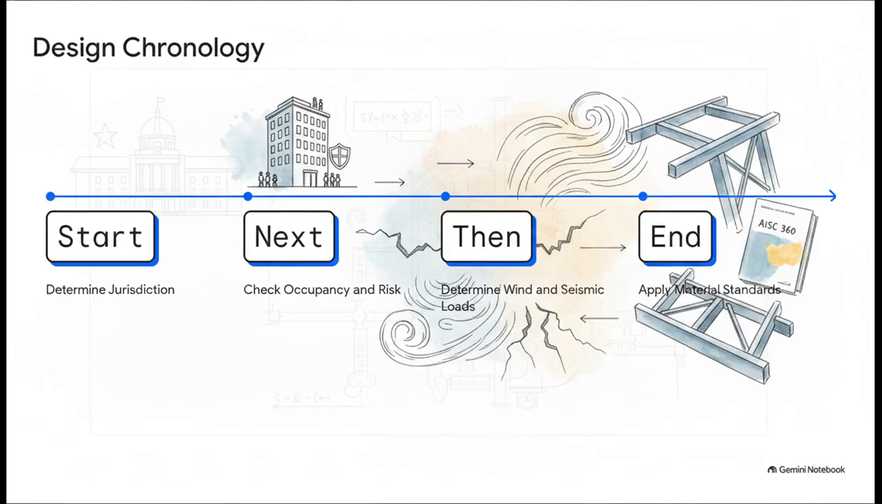You have to trace it chronologically. You start by determining the jurisdiction. Next, check occupancy and risk categories. Then, figure out the specific wind and seismic loads. Only at the very end do you apply material standards like AISC 360.